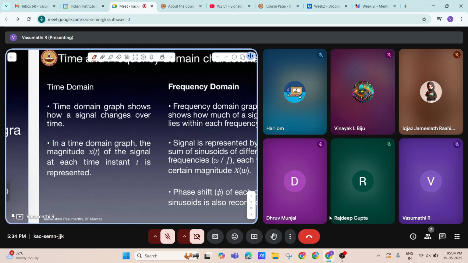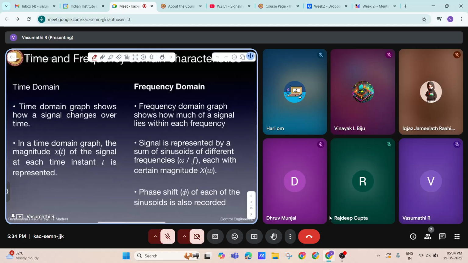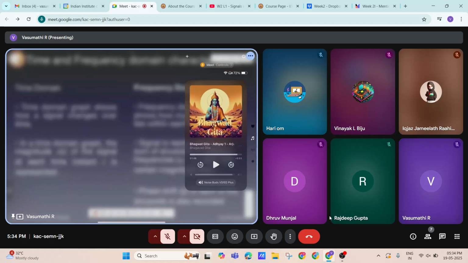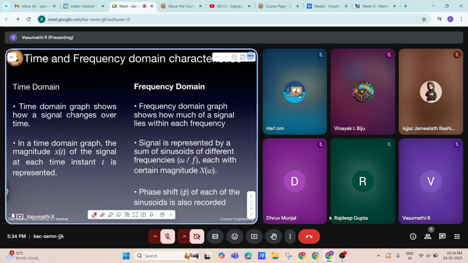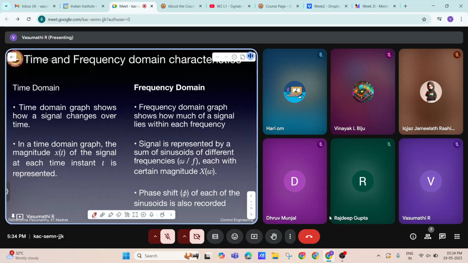First, I will start off with what we are going to see using time and frequency domain characteristics. There are different types of domains where we use these signals based on our convenience. Some people use all the tools in time domain, some in frequency domain. Each domain has its own advantages and disadvantages. For example, time domain tells you how the signal is at a particular time. Frequency domain will give how much of the signal is there at a particular frequency.